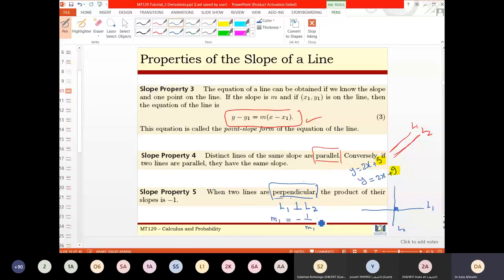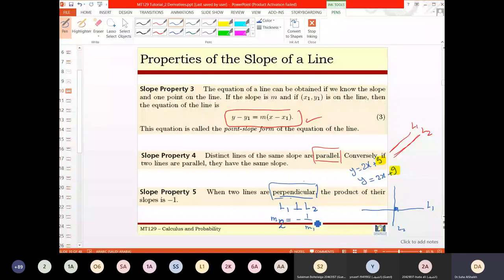This will be the slope of, how can I write it correctly? M2, we say. Let me say it in M2. The slope of the second one is actually -1 over the slope of the first one. Just in this case, we say they are perpendicular.